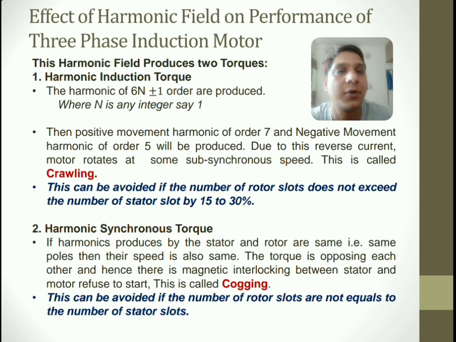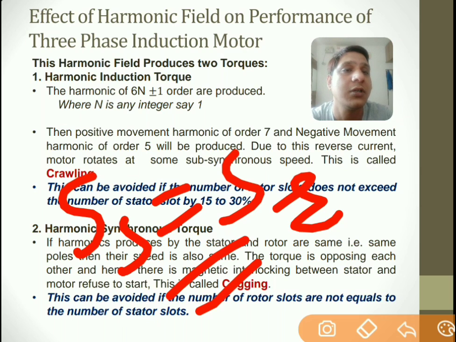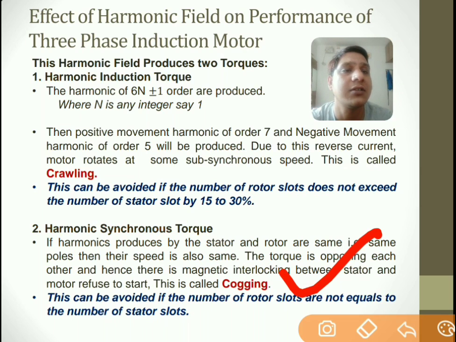The number of stator slots, SS, should be considered equal to the number of rotor slots. If it occurs, the harmonics produced by stator and rotor are also the same. The torque is the same in magnitude, but it is opposing each other. Stator torque and rotor torque are opposing each other, and hence there is magnetic interlocking between the stator and rotor. So we know this situation where the motor refuses to start, we consider as cogging.